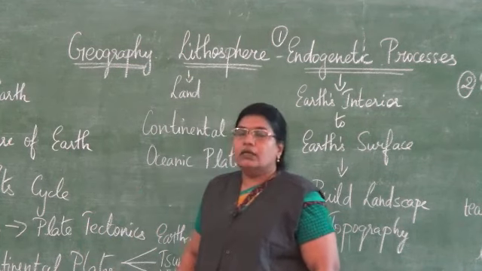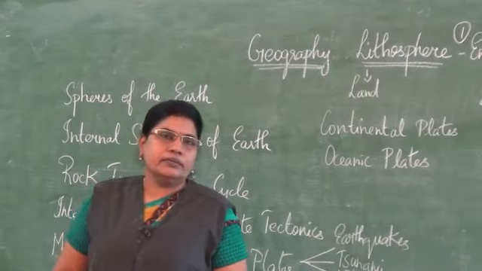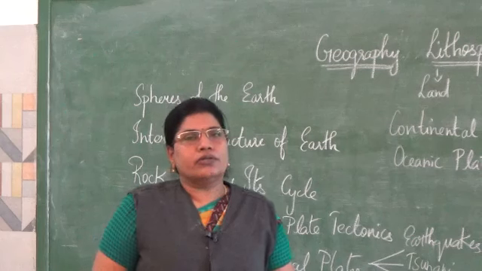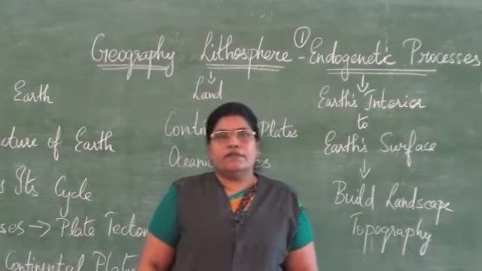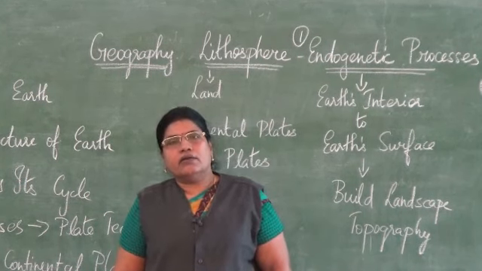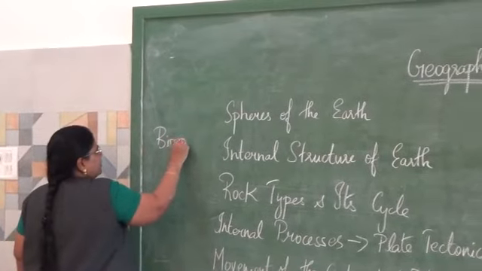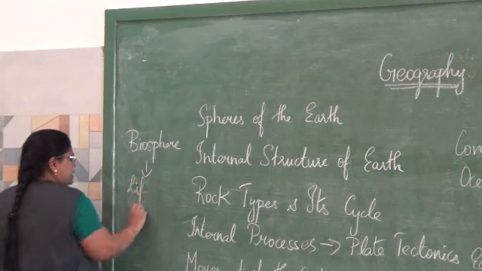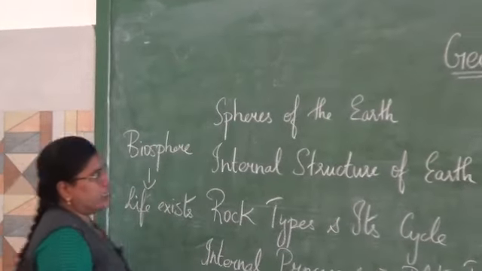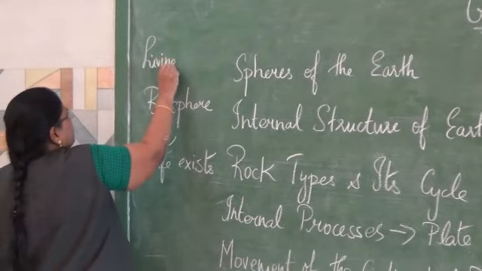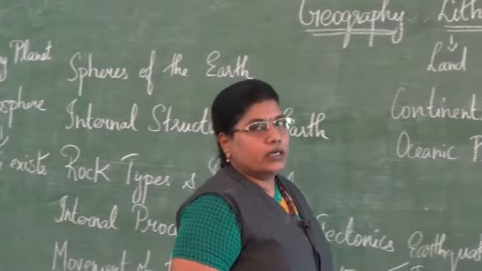Now we are going to know about the composition of the spheres of the earth. So the earth has three types of spheres, namely the lithosphere, the atmosphere, and the hydrosphere. The land constitutes the lithosphere, the air constitutes the atmosphere, and the water bodies, that is the oceans and the seas, constitute the hydrosphere. All these three together create a sphere that is called the biosphere, where life exists. Only on the earth we have the biosphere. So Earth is called the living planet. The conditions on the Earth are suitable for organisms to live, so Earth is called the living planet.